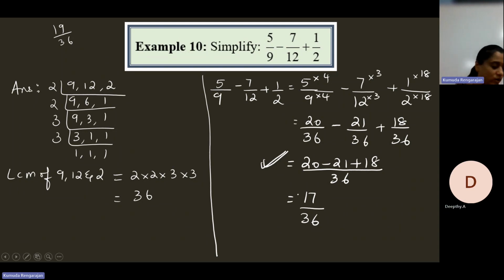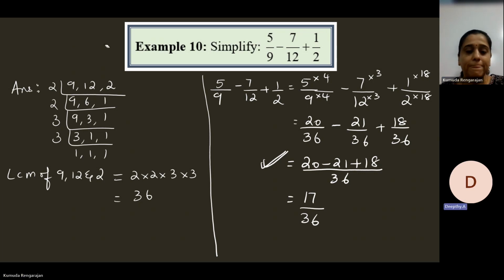Okay, so 20 minus 21 is minus 1. Oh, mom, I got 17. Okay, minus 1 plus 18 is 17 by 36. Yes, mom. And 17 by 36 is what kind of a fraction? Proper, improper? Mom, proper. Proper fraction. So you leave it like that. If it was improper, then we write it in the mixed form.